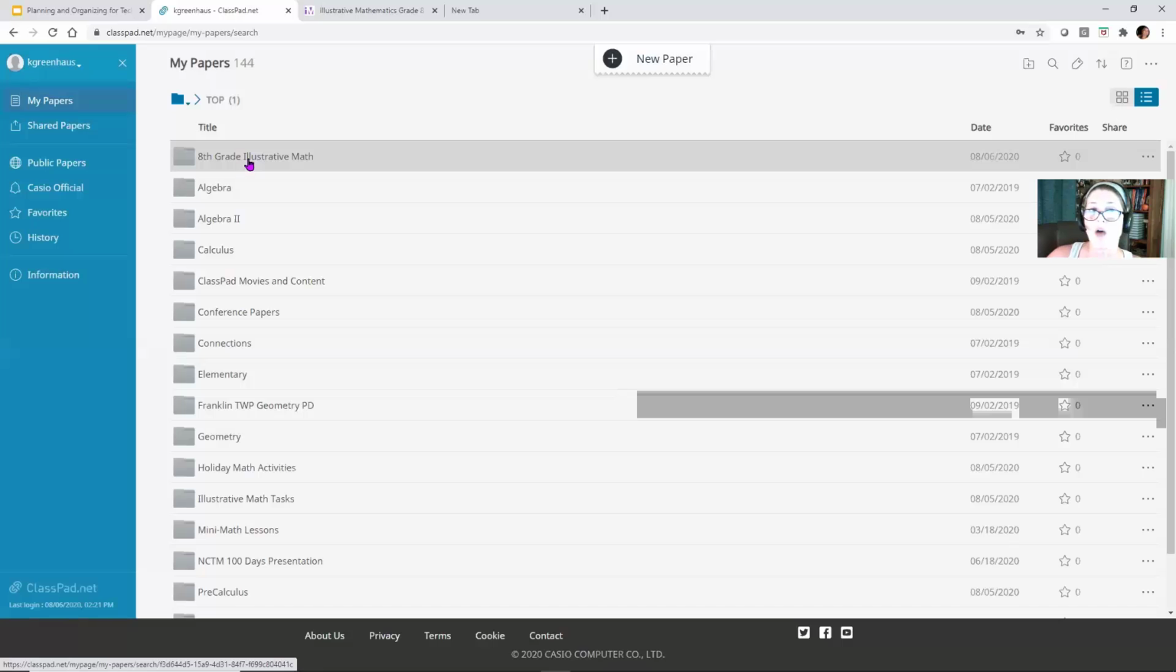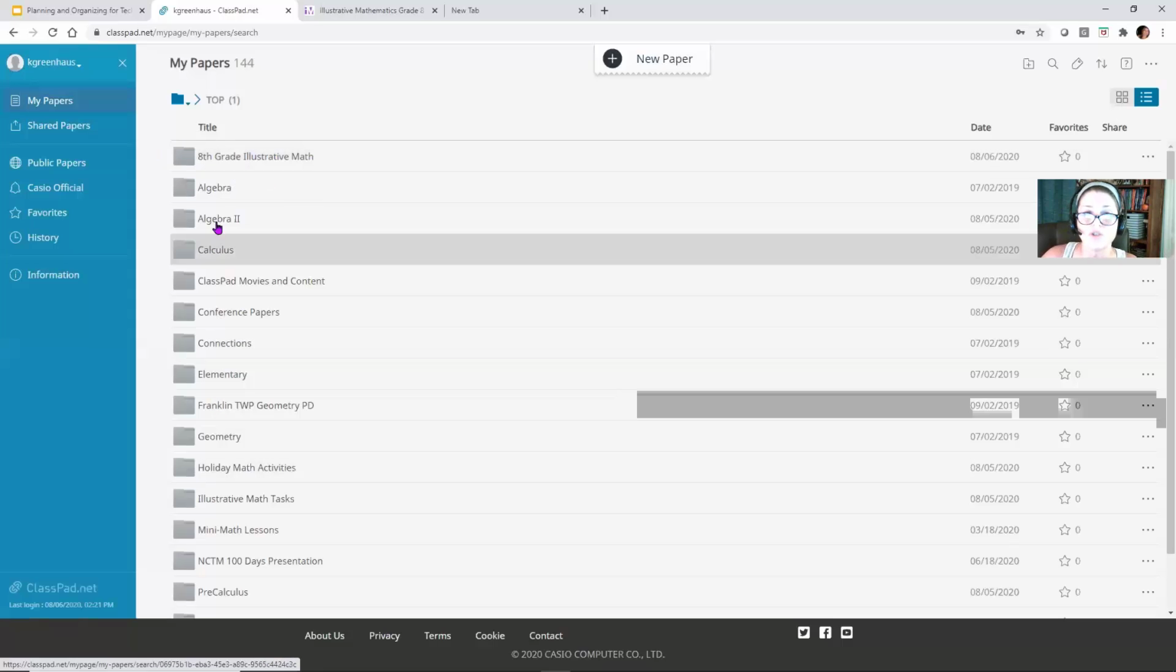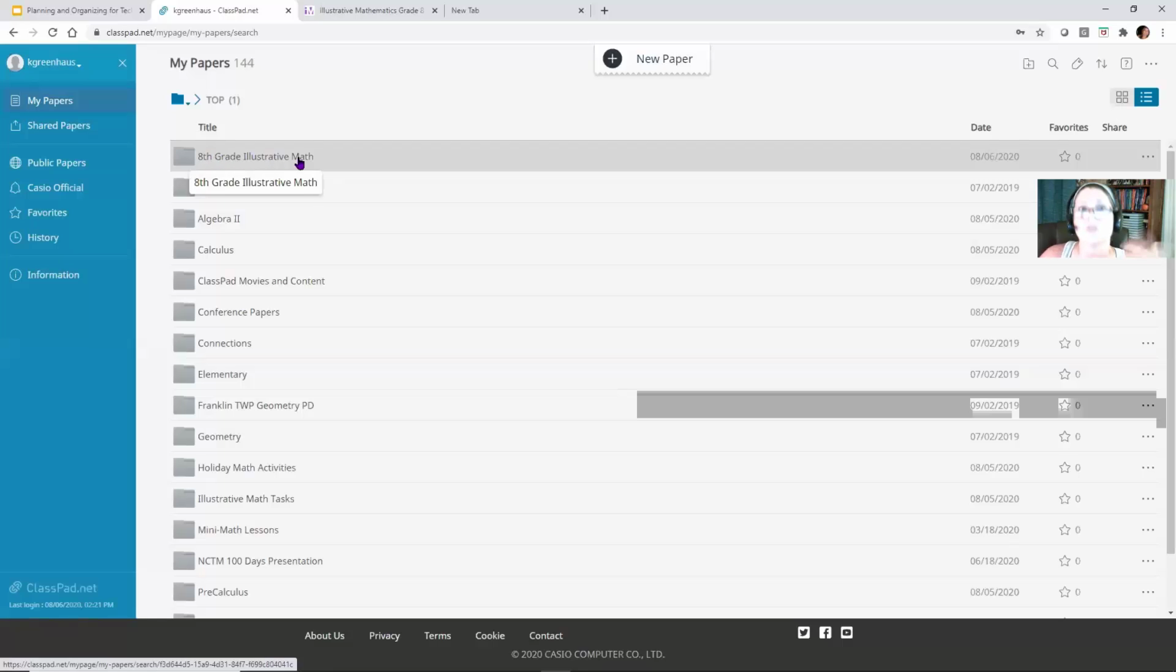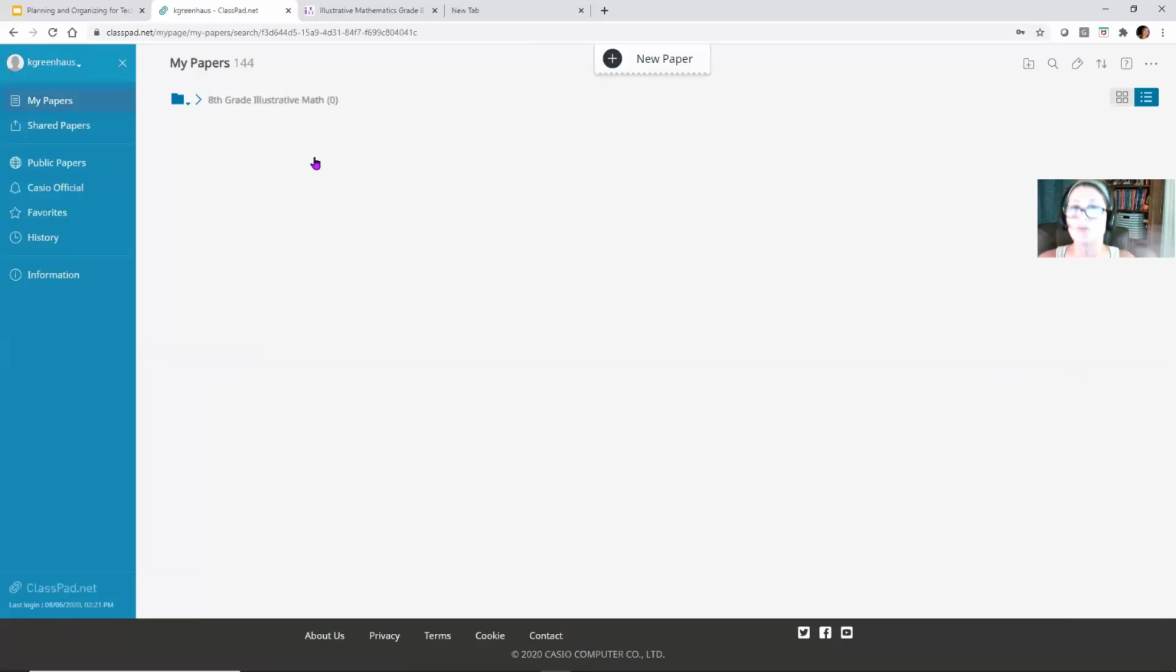So now I have this folder, and now I want to create folders inside that for each of my units. So I need to go into the folder. Once you have a folder and you want to put stuff in it, you have to actually click that folder. So when I click the folder, everyone click your folder, it now opens up what's in that folder. Well, I just created it, so there's nothing in my folder, right?